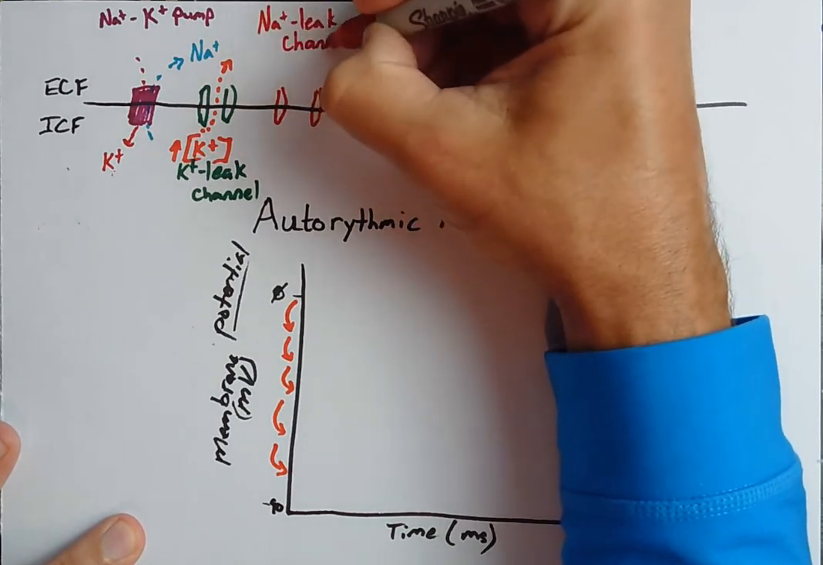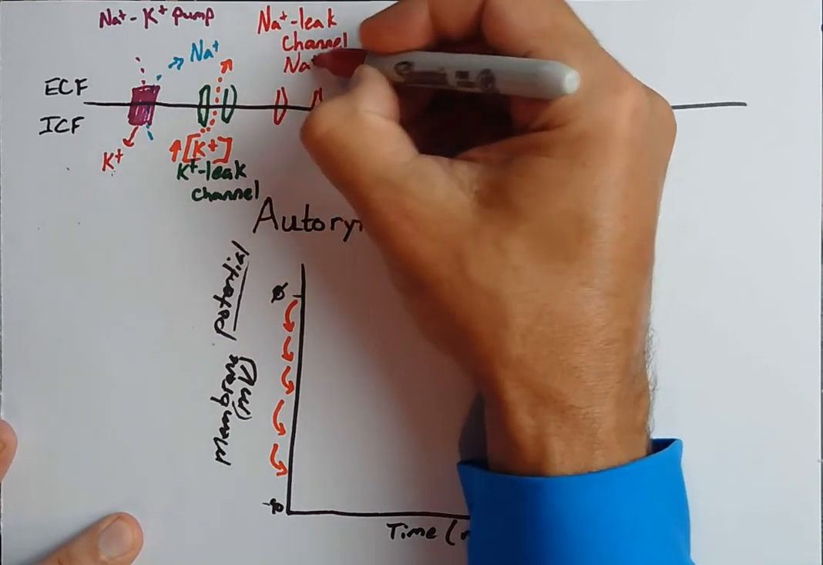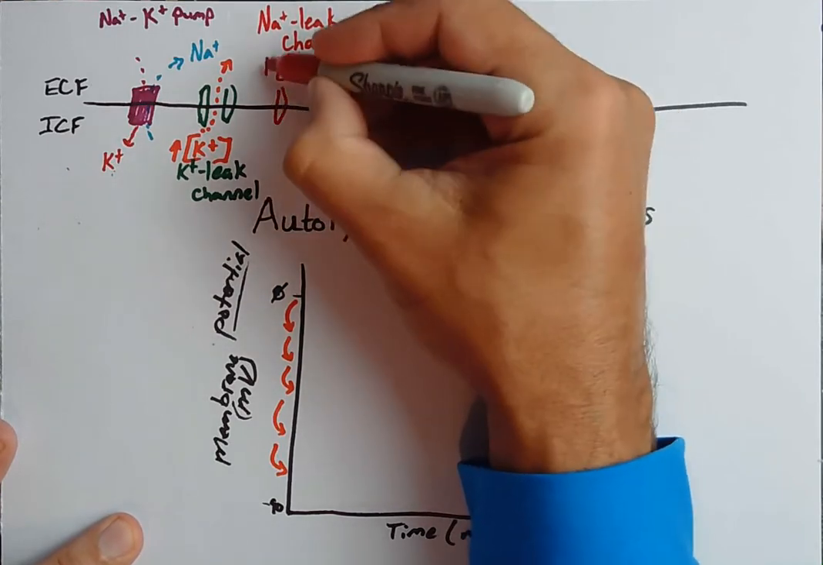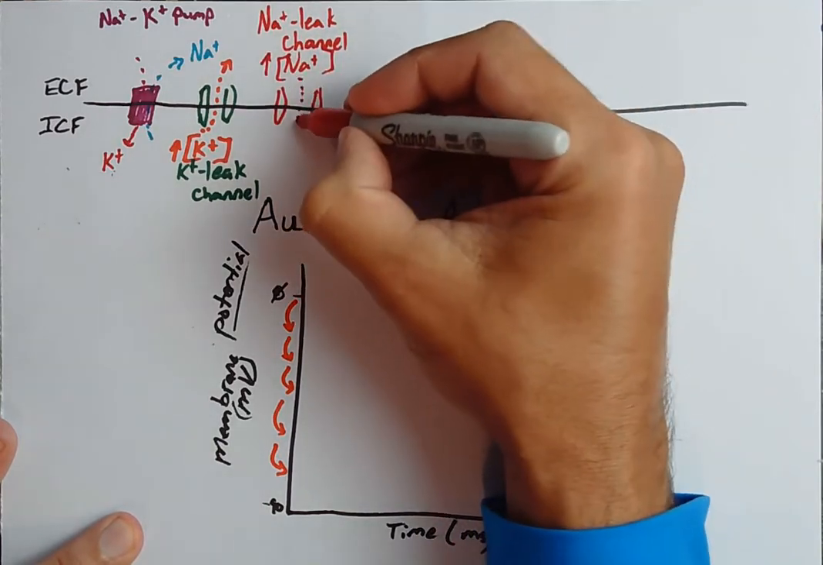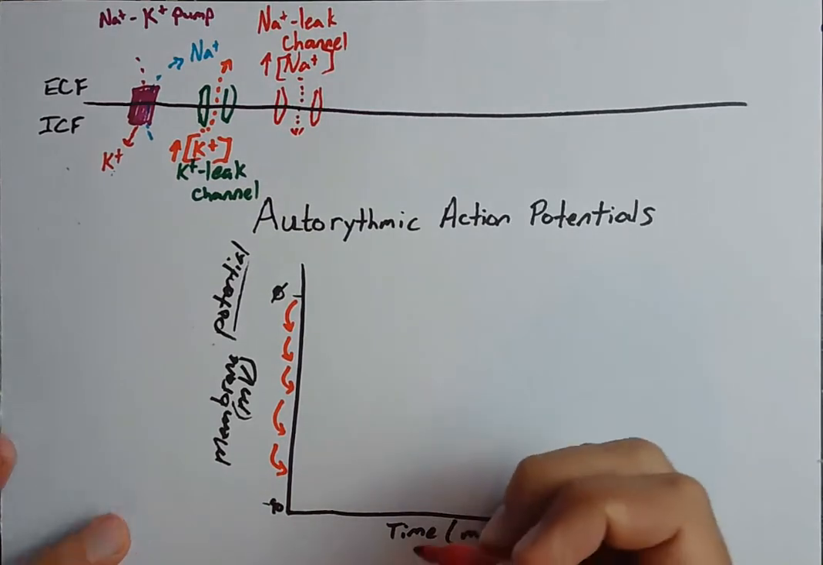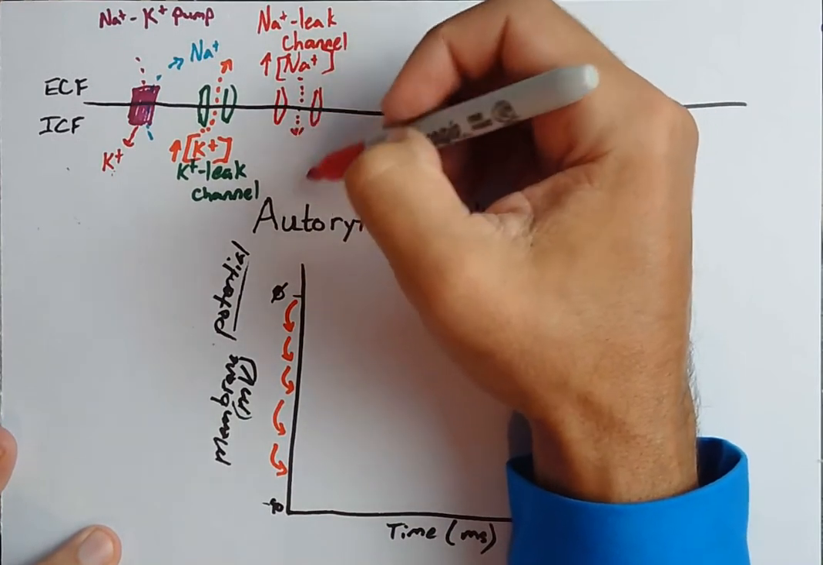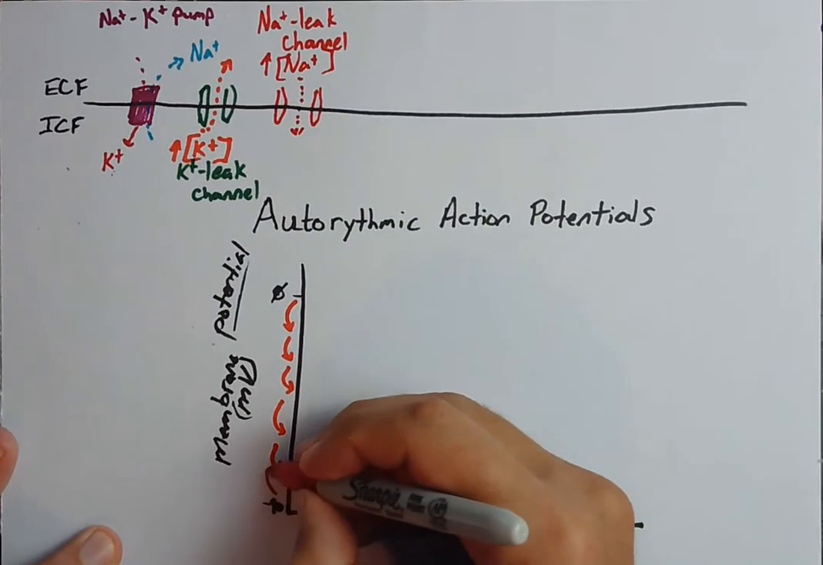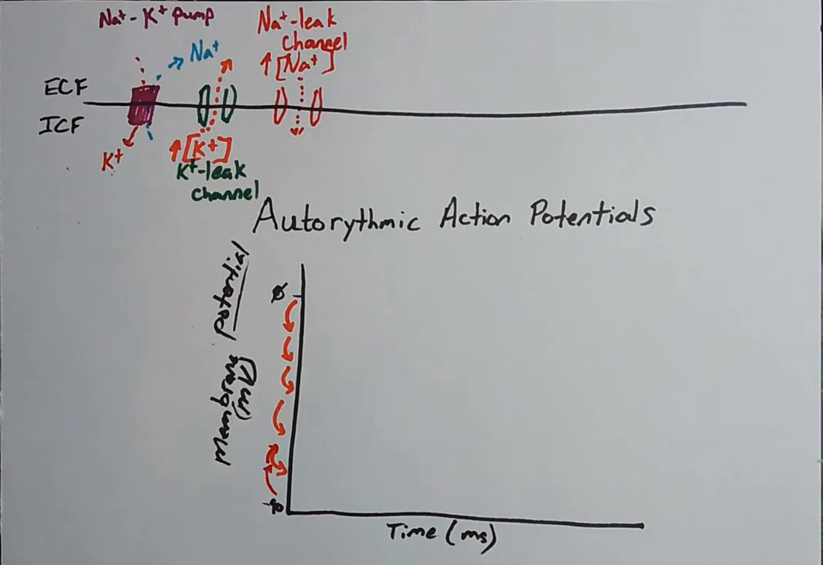And where is sodium? Higher concentration outside the cell, right? There's more sodium outside of the cell than there is inside of the cell. And therefore, as these leak channels are leaky, it's going to allow sodium to start to leak into this cell, bringing positive charges with it, making the inside of the cell relatively more positive, which brings the resting membrane potential up just a little bit more.